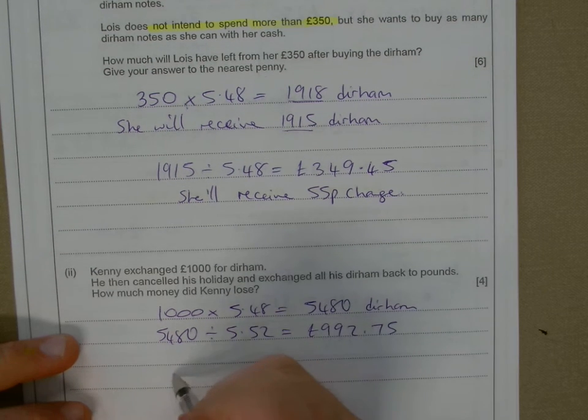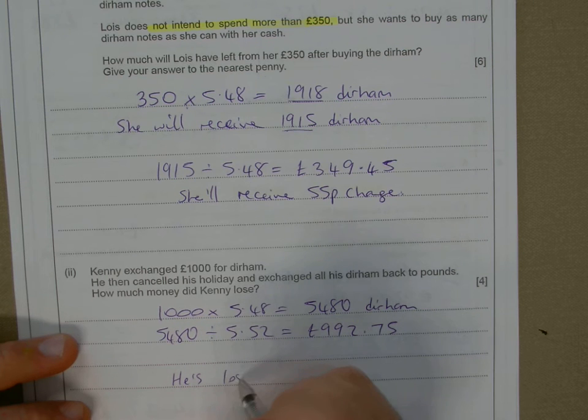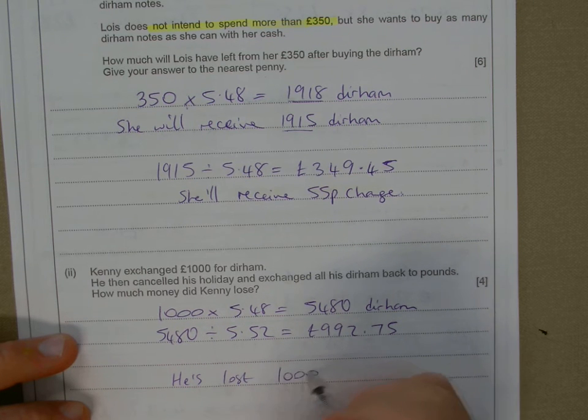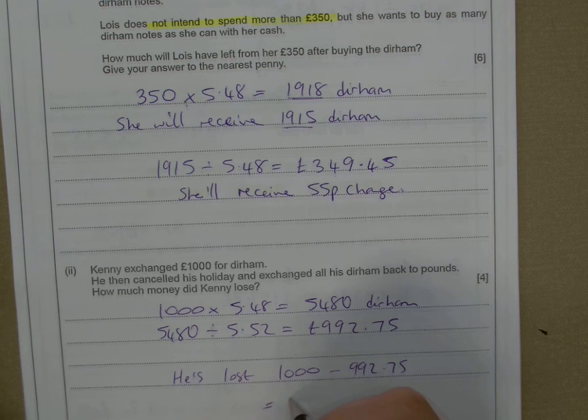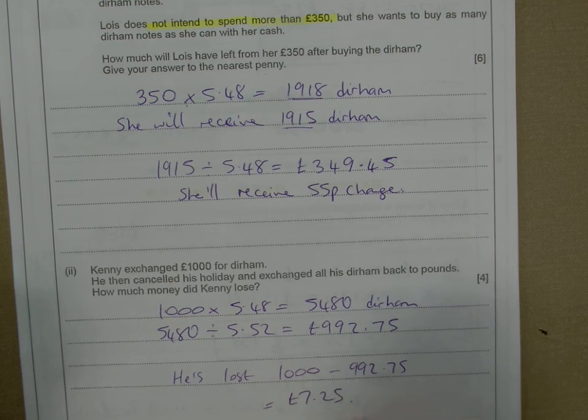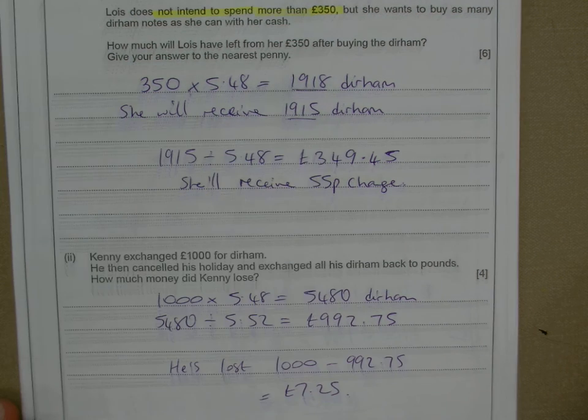So in terms of how much he's lost, we've just got to take that away from £1,000. We'll check that on our calculator, and it comes to £7.25. That's how much he's lost.